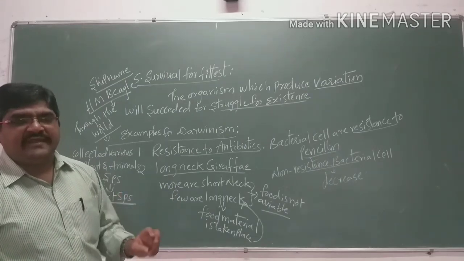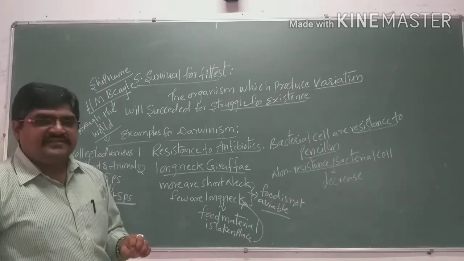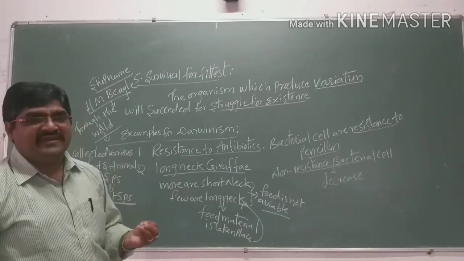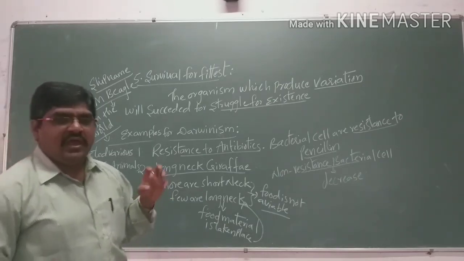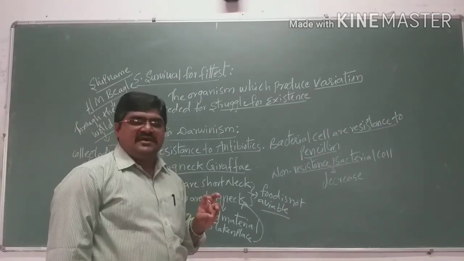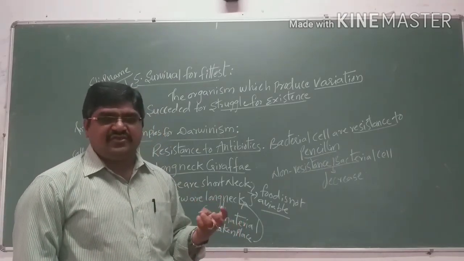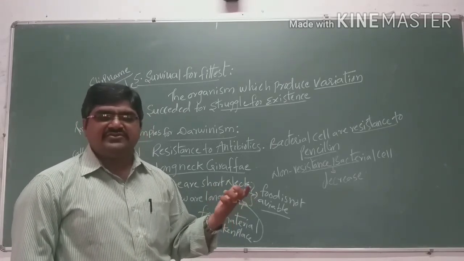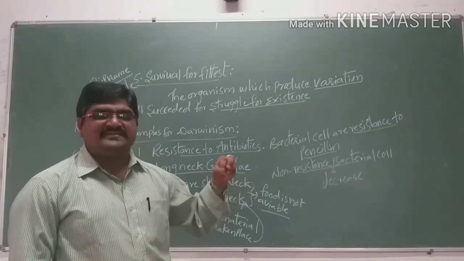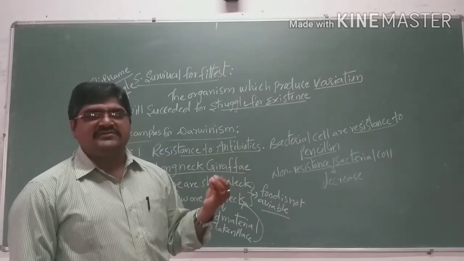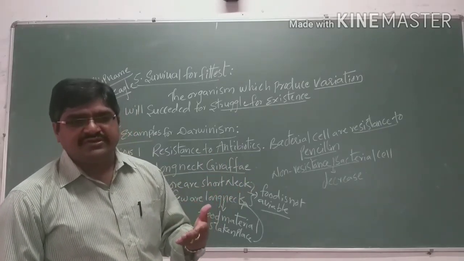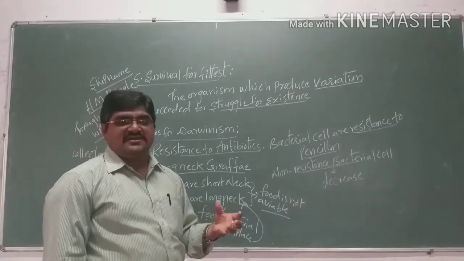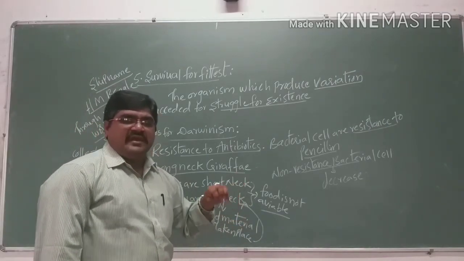In the next class we will discuss the evidences for evolution. The evidences include morphological, physiological, biochemical, and paleontological, that is fossil evidences. These various types of evidences show how evolution is produced in an environment or in nature. That we will discuss in the next class.